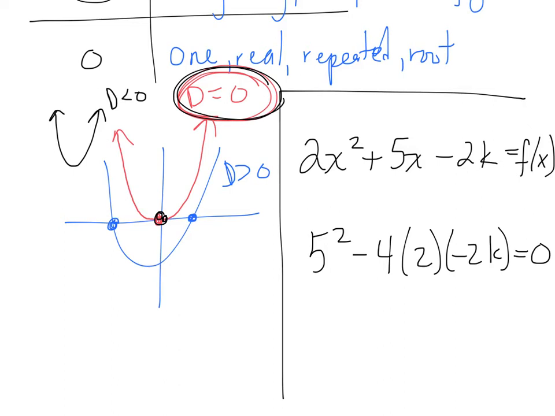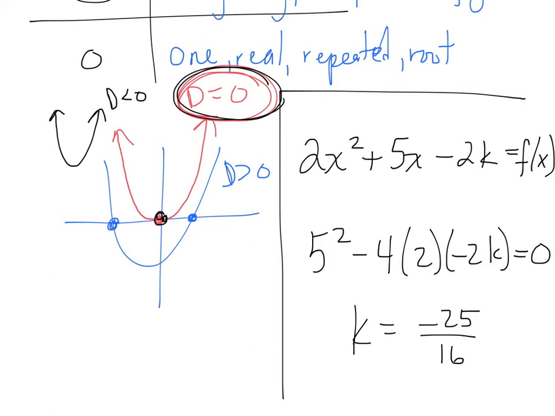This is an easy one, right? This is the easier version. K is a single value. Move the negative 25 over, divide by 16, so you get negative 25 over 16. That's the value that k has to be for this discriminant to equal 0, or for there to be one x-intercept. It doesn't have to be an integer value, it's just a value.